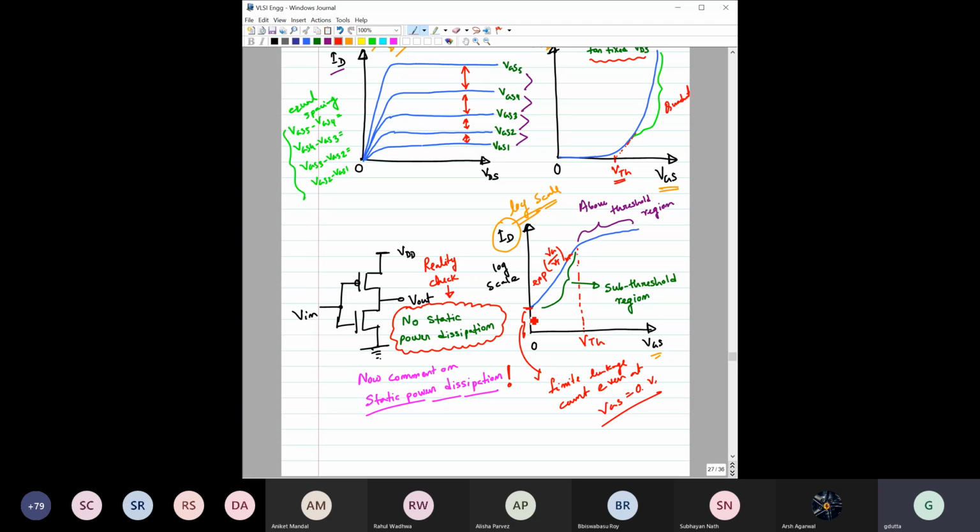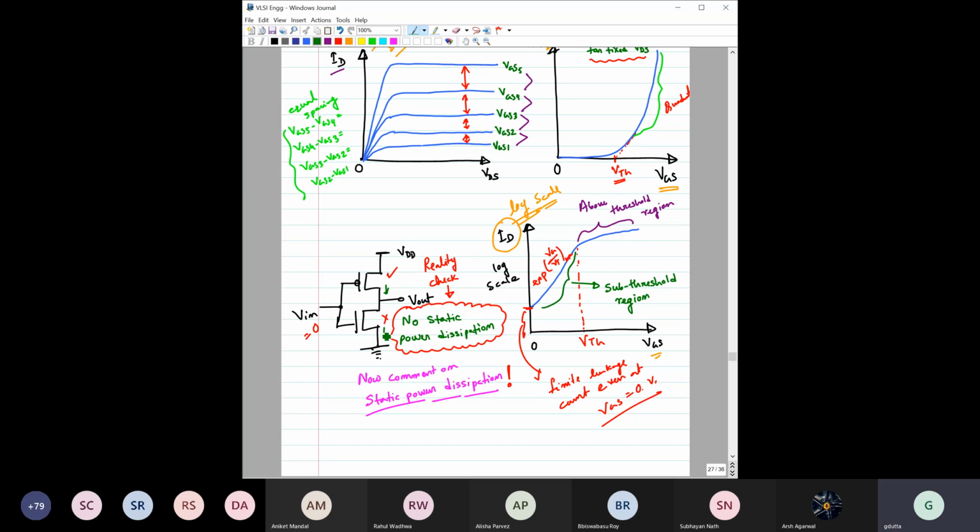So that means, say we are considering this NMOS, we have given here Vin equal to 0. So we know that this transistor should be off, but it does not mean that it is completely off. There is some leakage current, and that leakage current has to flow through this as well. So there will be some power dissipation from VDD to ground.